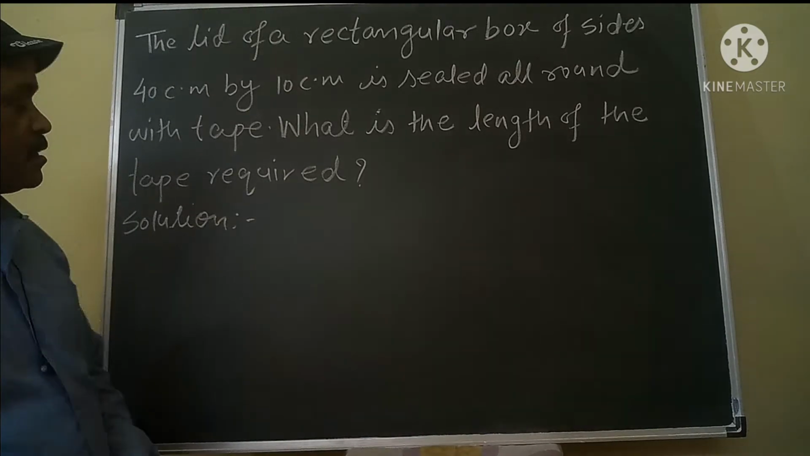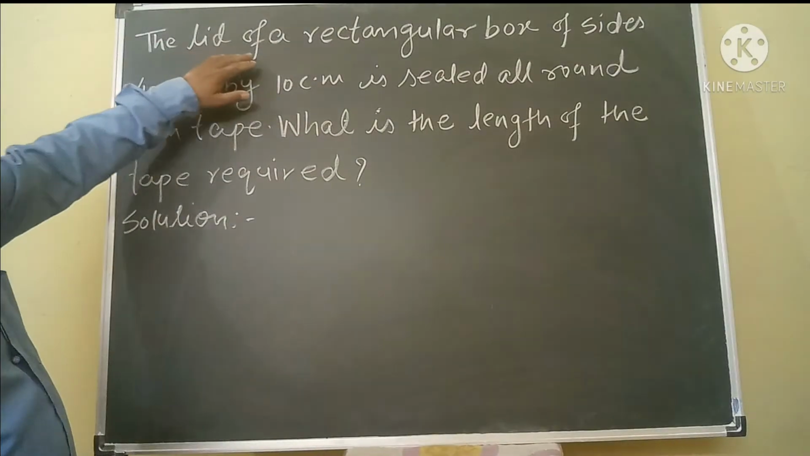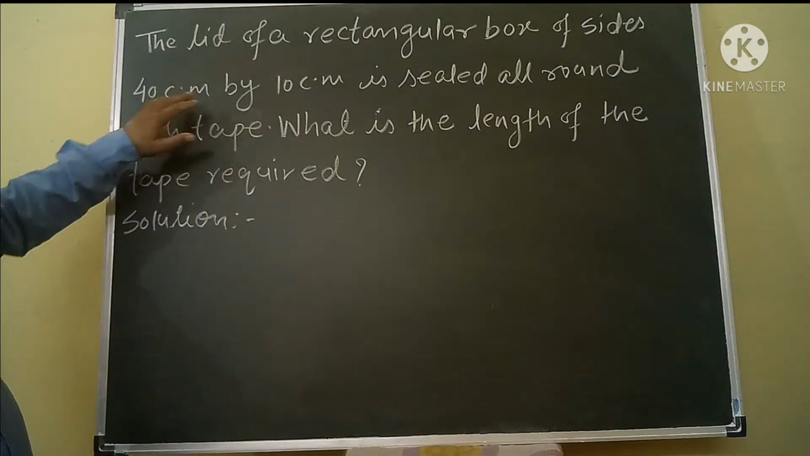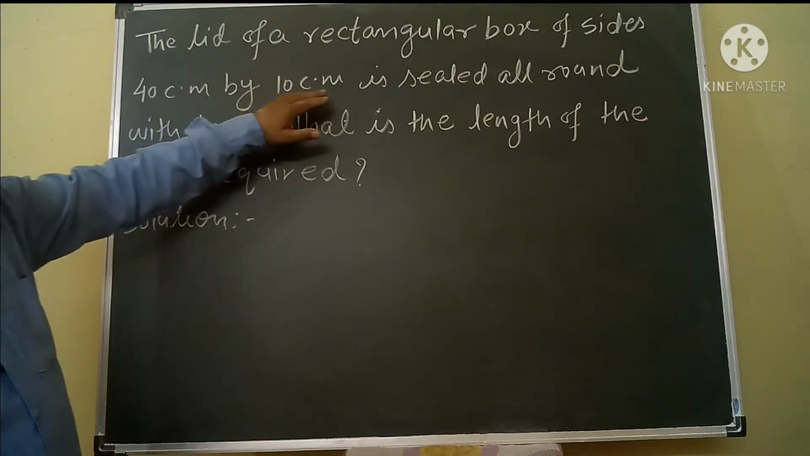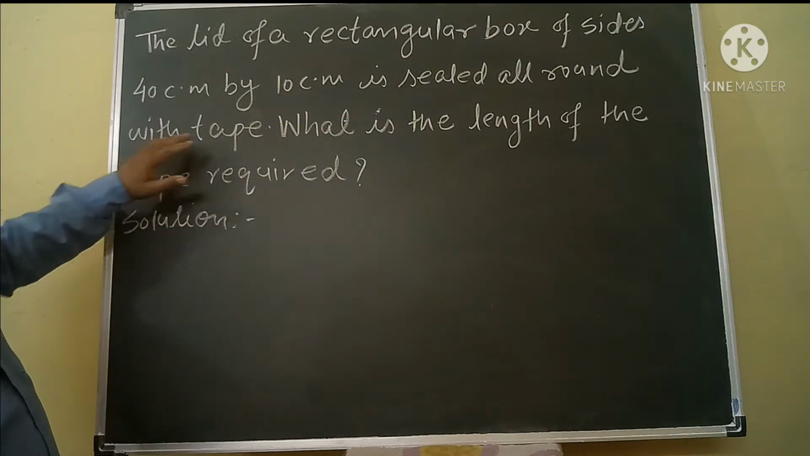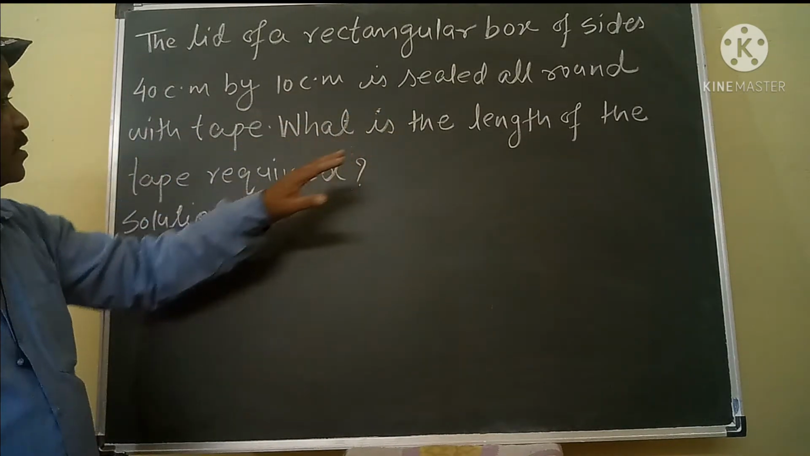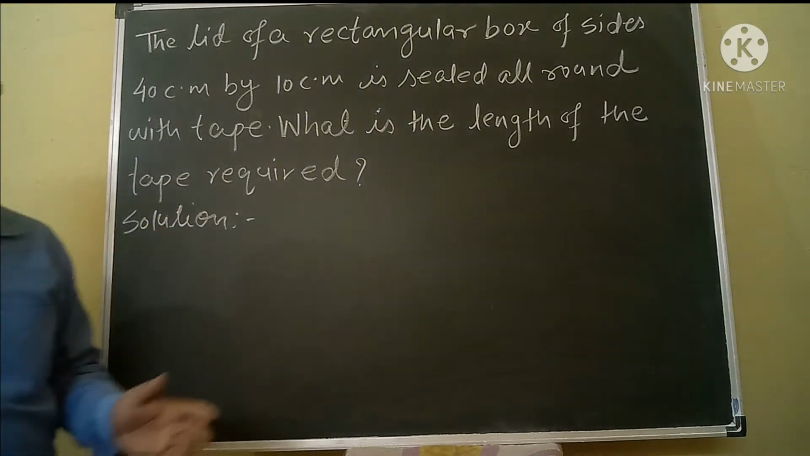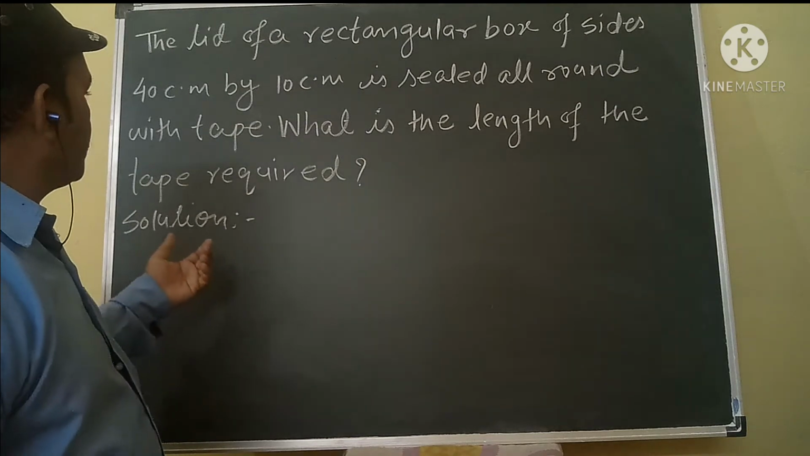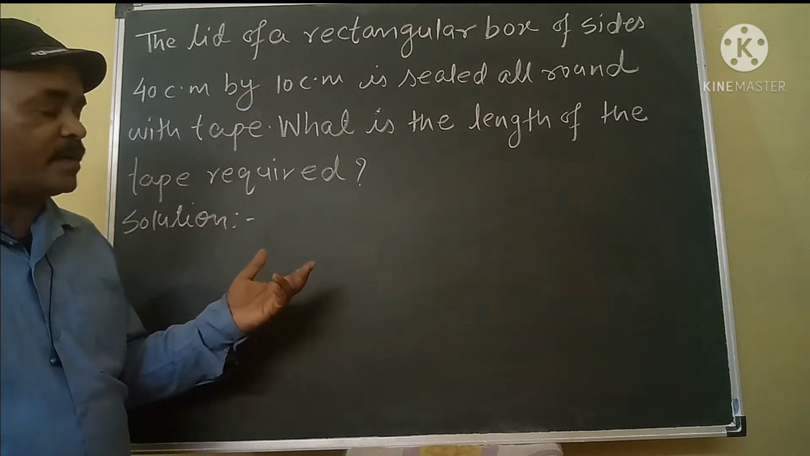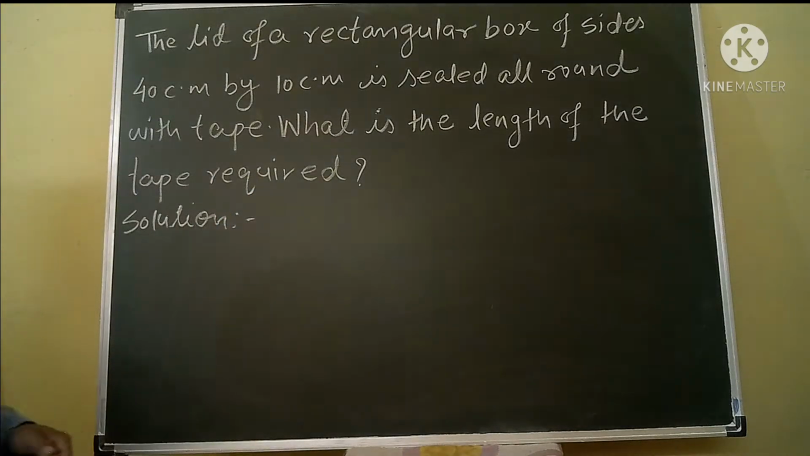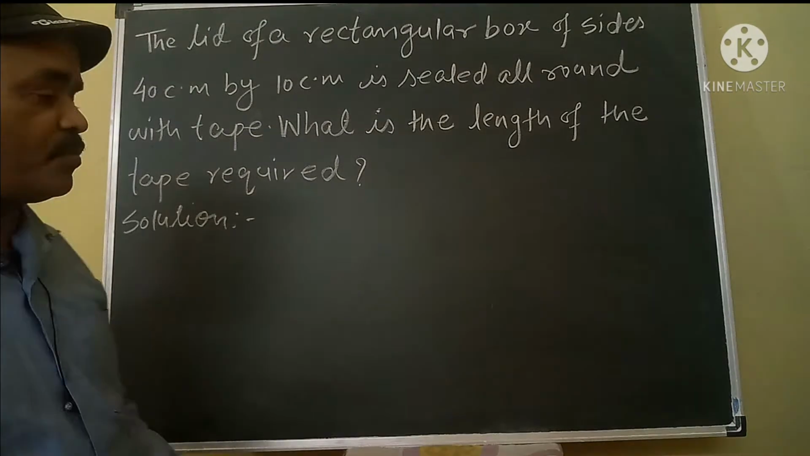Again, my dear students, you have one more question. The lid of a rectangular box of side 40 centimeter by 10 centimeter is sealed all round with tape. What is the length of the tape required? This is your question from exercise 10.1. In this question, we will apply the formula of perimeter of rectangle.